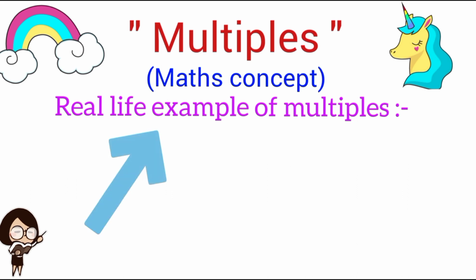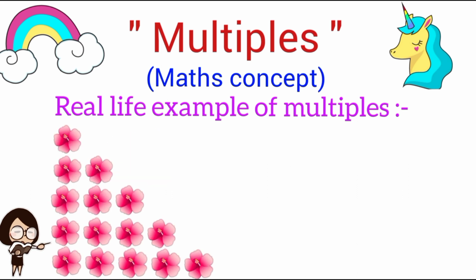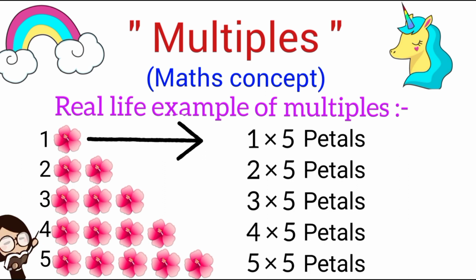Now, let us see one real life example of multiples. In this example, there are flowers which are arranged in different rows. Here, how many rows are there? Yes, there are 5 rows of flowers. In the first row, we have only one flower and this flower has 5 petals. So, it represents the product of 1 and 5.